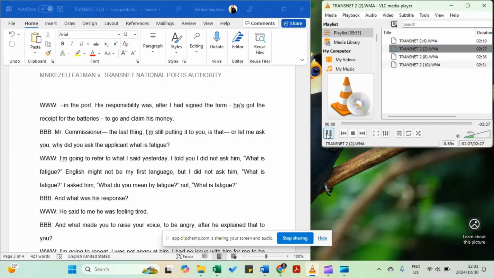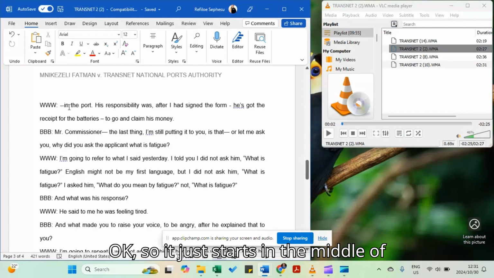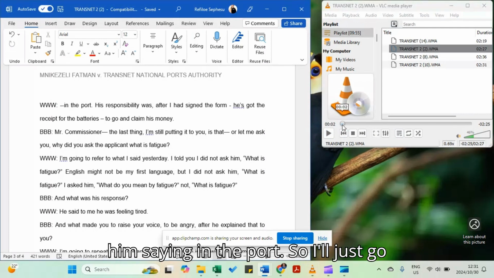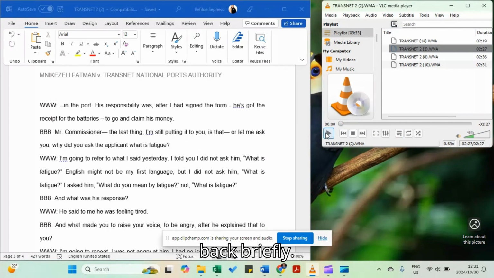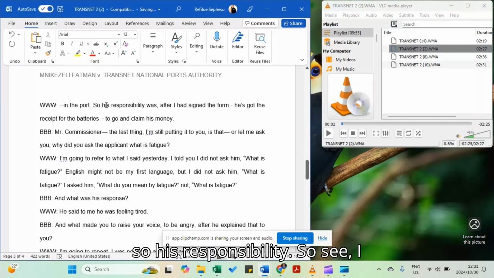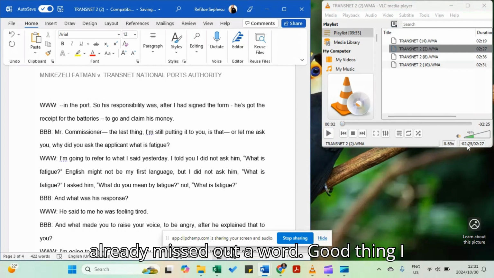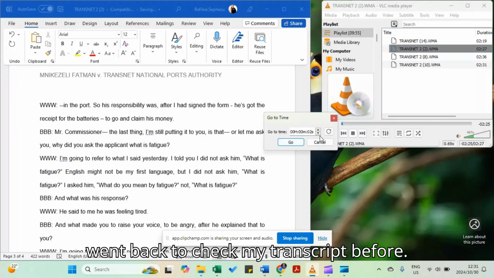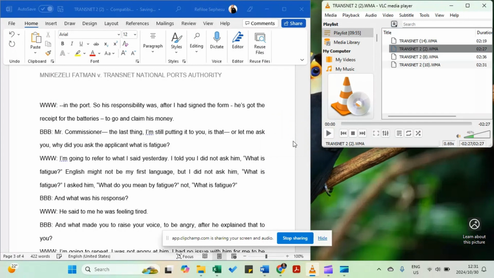Okay. In the board. So here's one after. Okay, so it just starts in the middle of him saying in the port. So I'll just go back briefly. In the board. So here's okay, and then it starts with saying, so his responsibility. So see, I already missed out a word. Good thing I went back to check my transcript before I submitted it, if I was going to submit it.